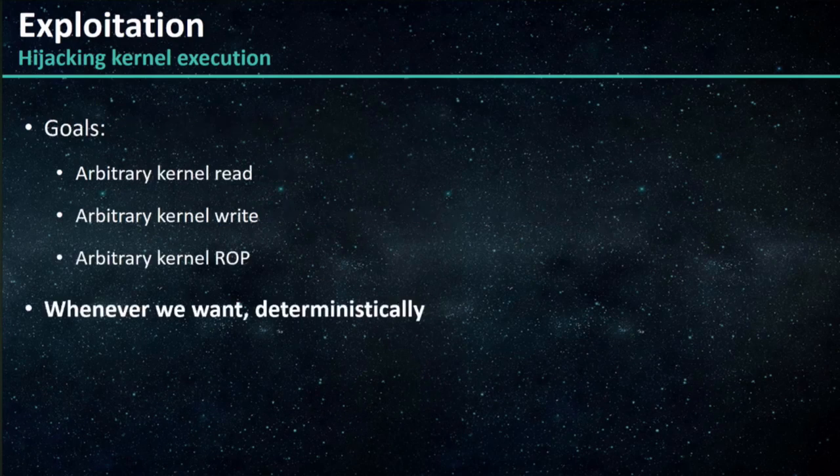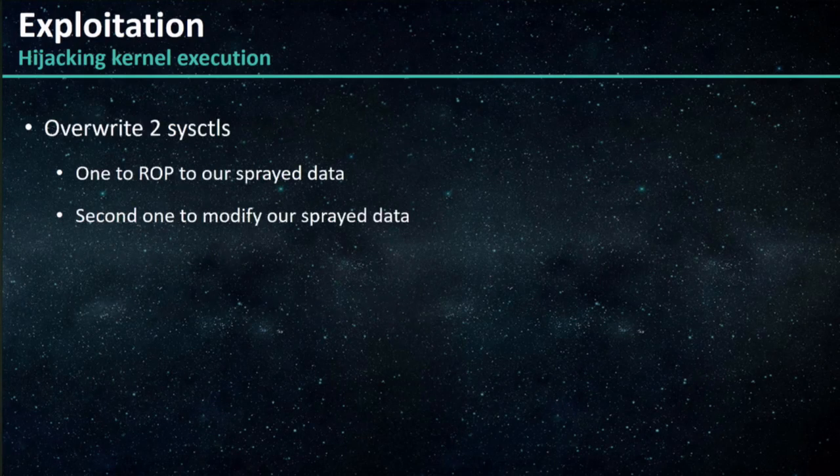So again, our goal is to be able to read, write, and ROP deterministically anytime we want, of course bypassing AMCC and all the new mitigations, SMAP and everything. So what I did was I overwrote 2 sysctls, one of them to ROP to my sprayed data, to my sprayed kernel address, and the second one to modify my sprayed kernel address. Again, because I want it to be deterministic.